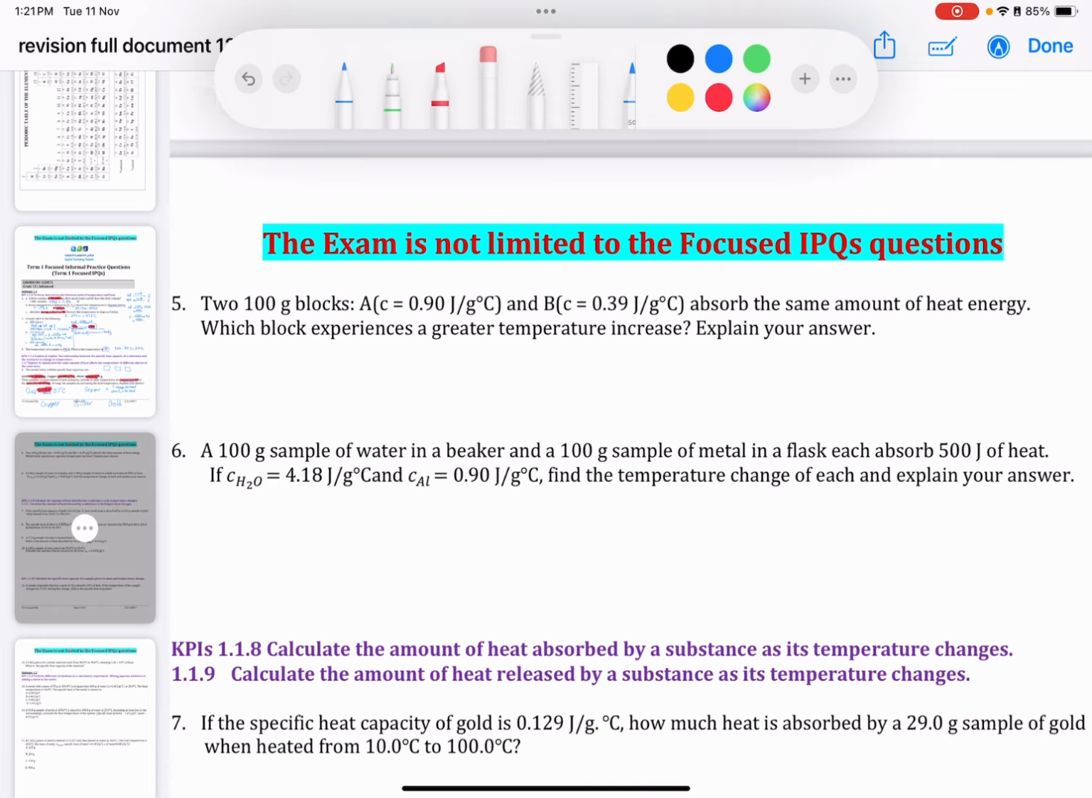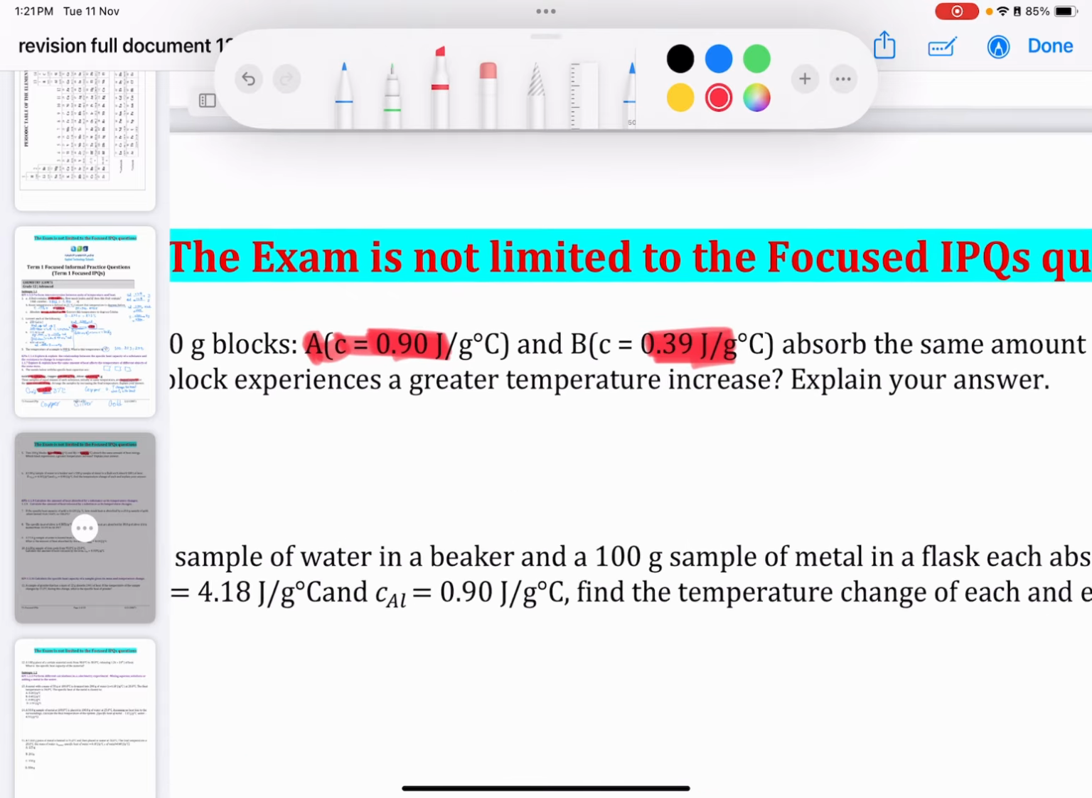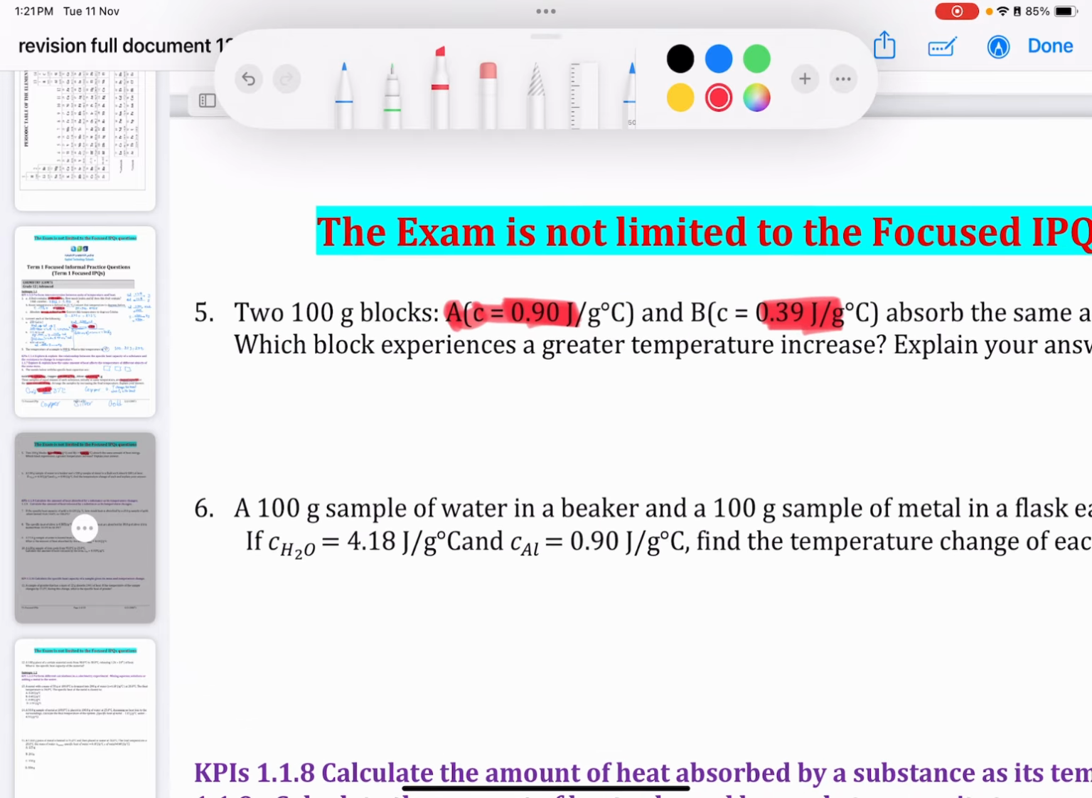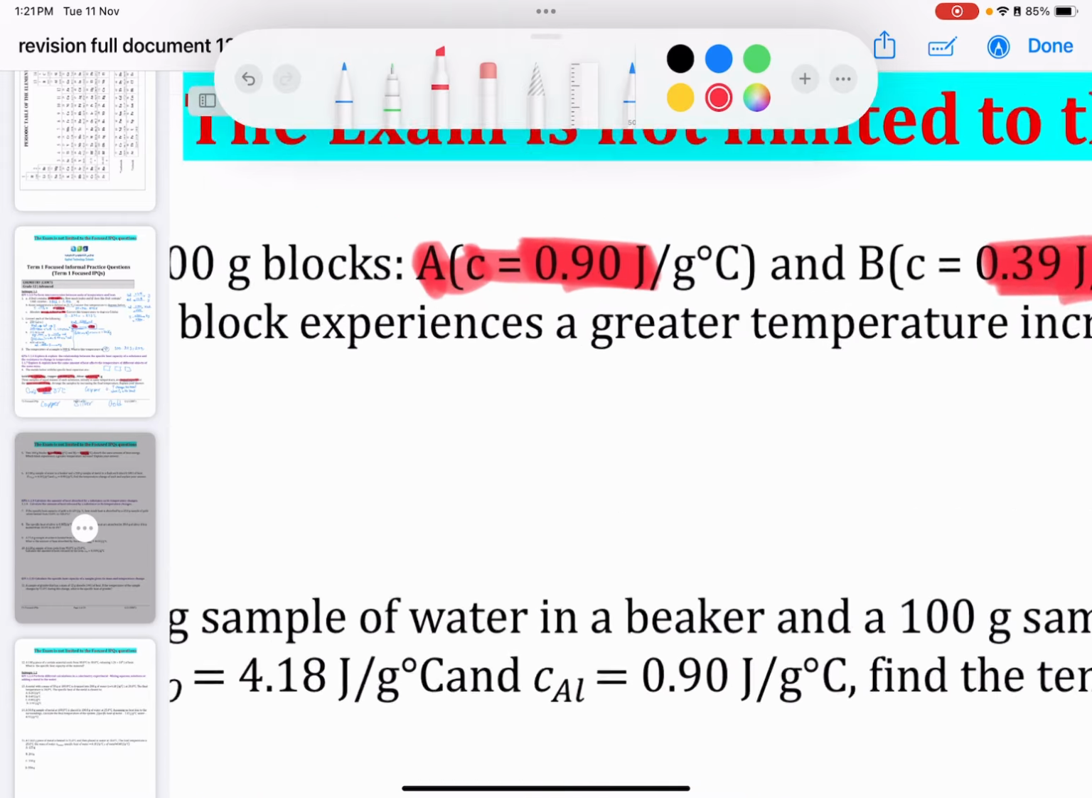Moving on with our question. 200-gram blocks A and B. And as you can see, the specific heat capacities are different. A has a larger specific heat capacity than B. They absorb the same amount of energy. Which block will have the greater change in temperature?